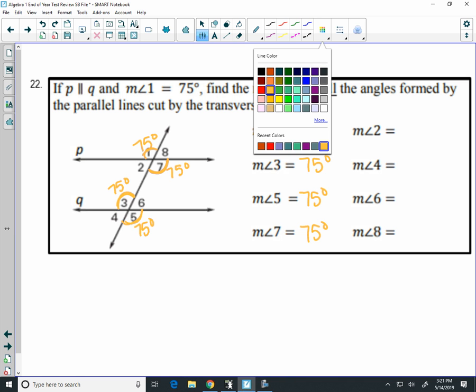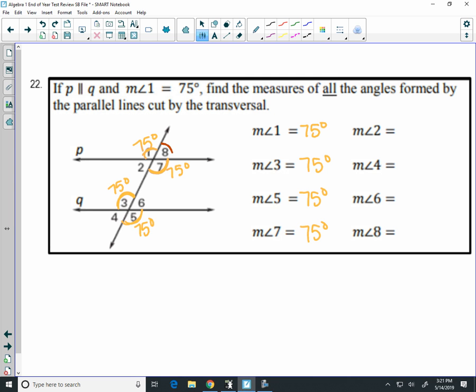Now, angle 1 and angle 8 make a straight line. So, the math that I'm going to do to find angle 8 is 180 minus 75. And that's going to give me 105 degrees. So angle 8 is 105. Remember, don't rely on our diagrams. Our diagrams are not going to be drawn to scale most of the time.